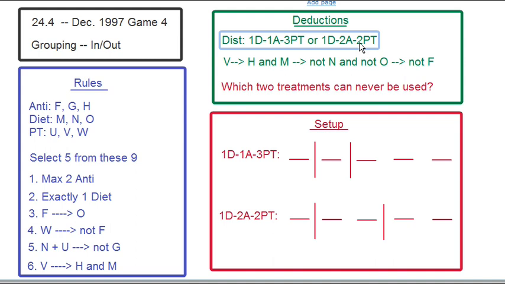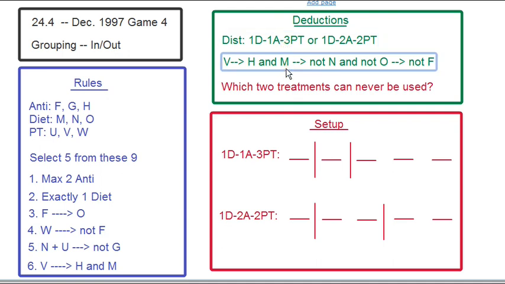Okay, so those distributions are going to end up being really important, and especially it's going to be important to remember that we're only allowed 1 dietary regimen. Okay, so we'll look again at these distributions when we start evaluating specific options. We'll start looking at these conditional rules in the context of the distribution that we just figured out.